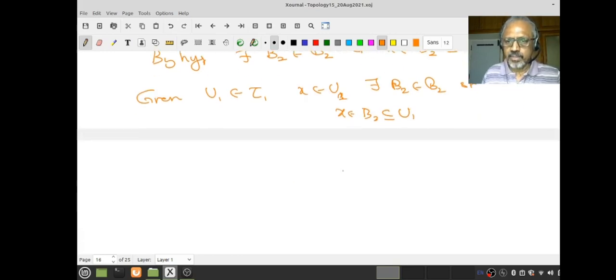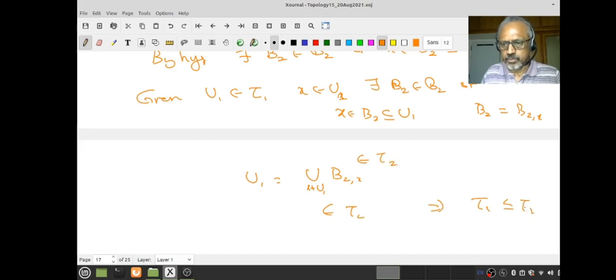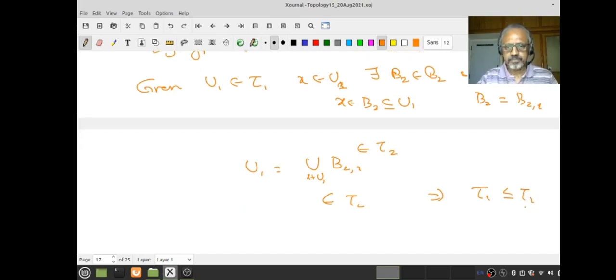So by our trade secret, if you call it B2 of x to show it depends on x, then your U1 is the union of B2 of x as x ranges over U1. But these are all in tau 2, right? Therefore U1 is an element of tau 2. This means tau 1 is less than or equal to tau 2, or tau 2 is finer than tau 1. Have you understood?